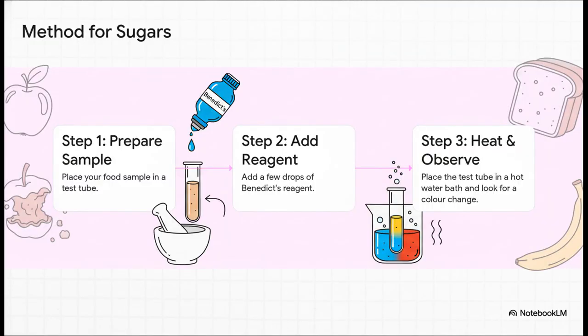The method itself is pretty straightforward. You prepare your food sample, which usually means crushing it up and adding a bit of water to make a solution. Pop that into a test tube, add a few drops of the Benedict's reagent, and then, and this is the crucial step people forget, you have to heat it. A hot water bath is the safest way to do this in the lab, and you need that heat for the color change to actually happen.